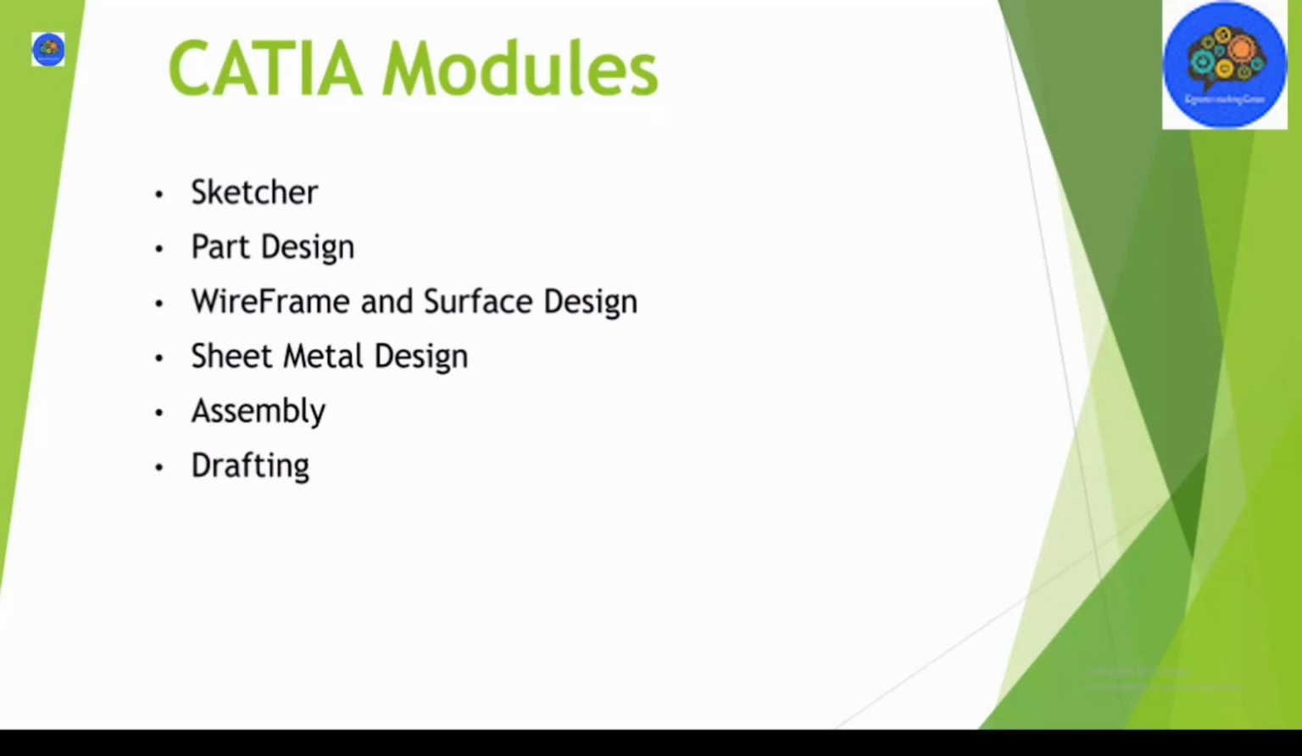Then there is assembly design. We are going to create the assembly design using a number of parts we already created. And then for drafting we will be creating the top view, front view, and side views of it, and this is the 2D drafting. These 2D draftings will be used for manufacturing operations.